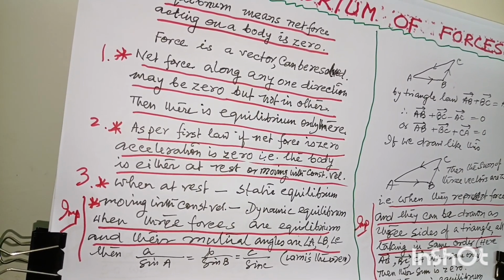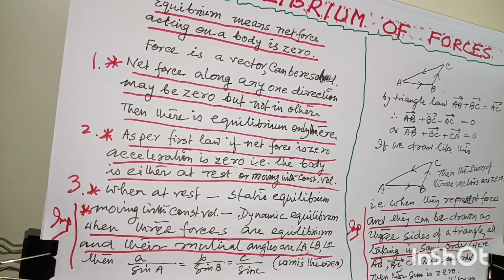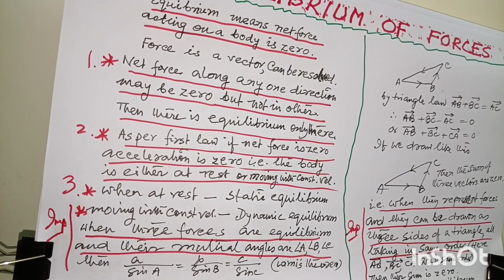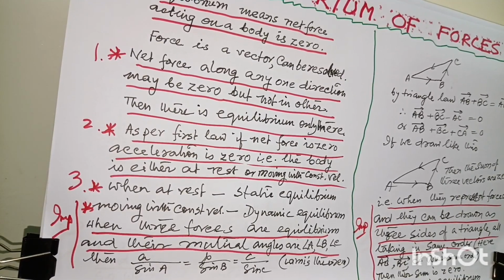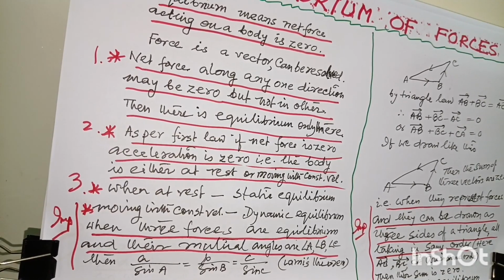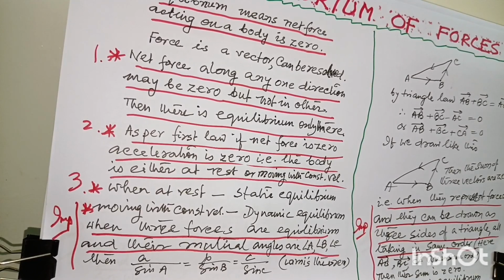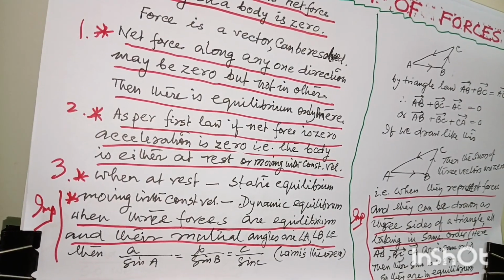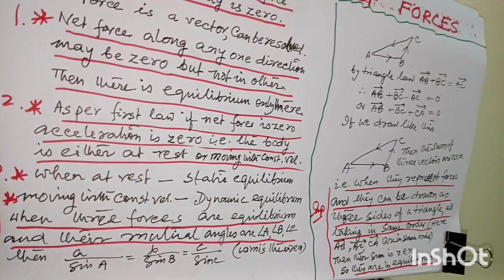In that case, if their mutual angles, meaning the angle between two vectors, are given by A, B and C, there are three angles because there are three forces. And if the vectors have magnitudes small a, small b and small c, we can write a by sin A equal to b by sin B equal to c by sin C. This is called Lami's theorem. There is a proof of it. I am not going to the proof. That is there in every book. I am just telling you that it is there.